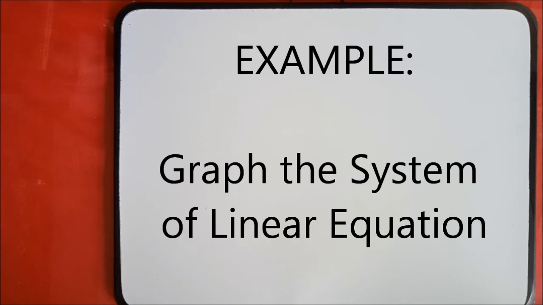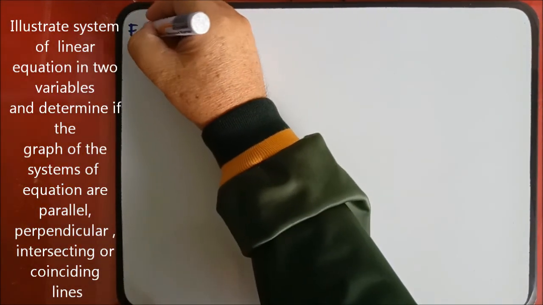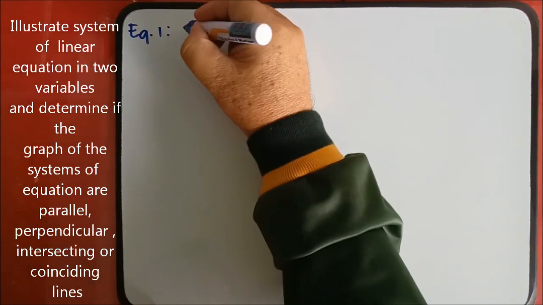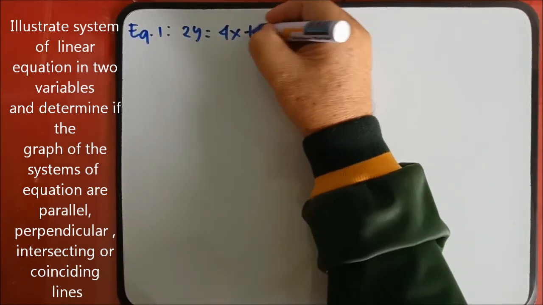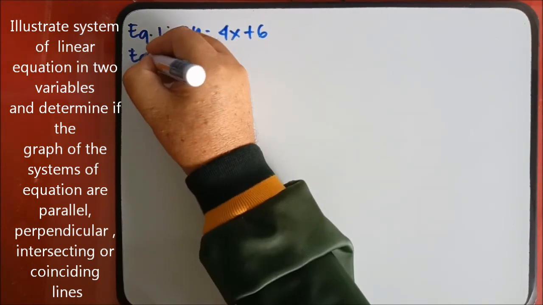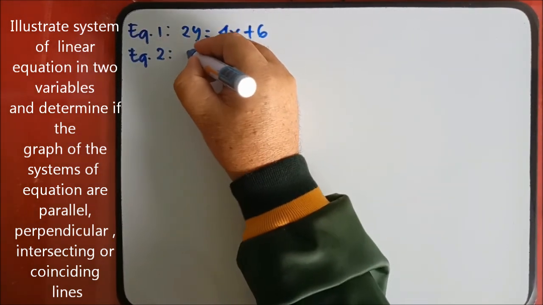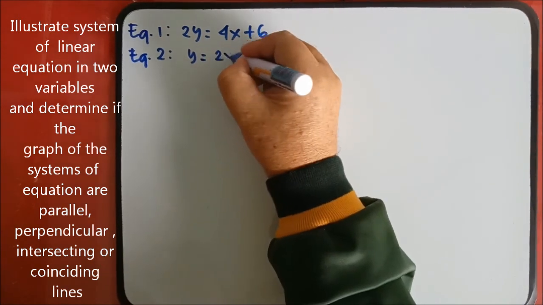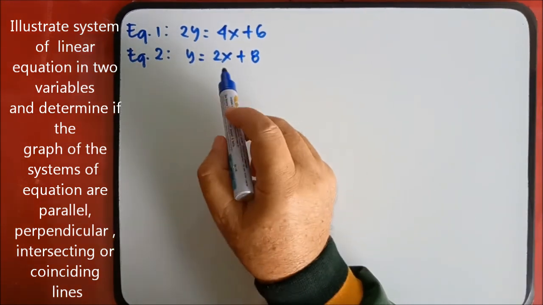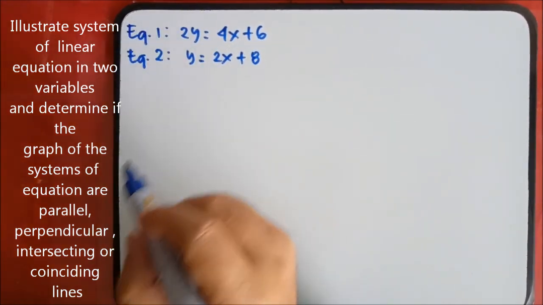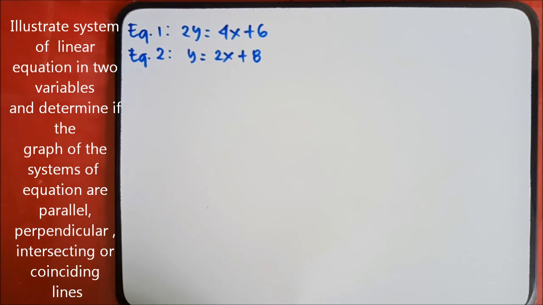Okay, proceed. Example, graph the system of linear equations. Equation 1: 2y equals 4x plus 6. Equation 2: y equals 2x plus 8. Okay, system of linear equations. Kasi dalawang linear equations. A pair of linear equations. Ano ang gagawin natin dito?